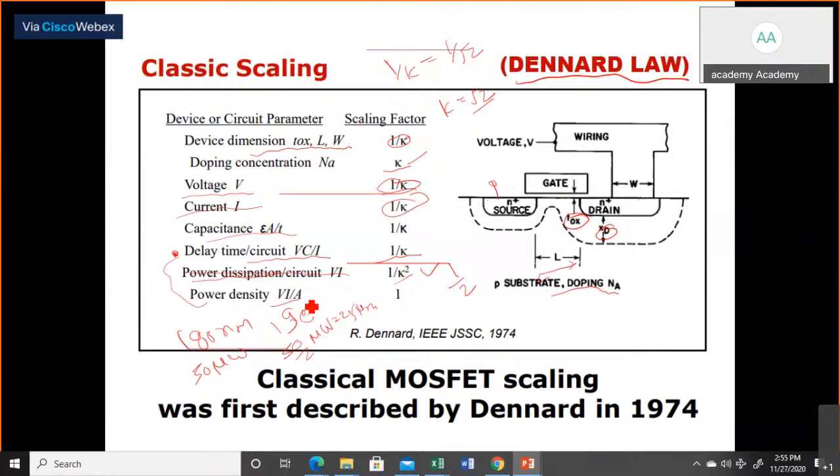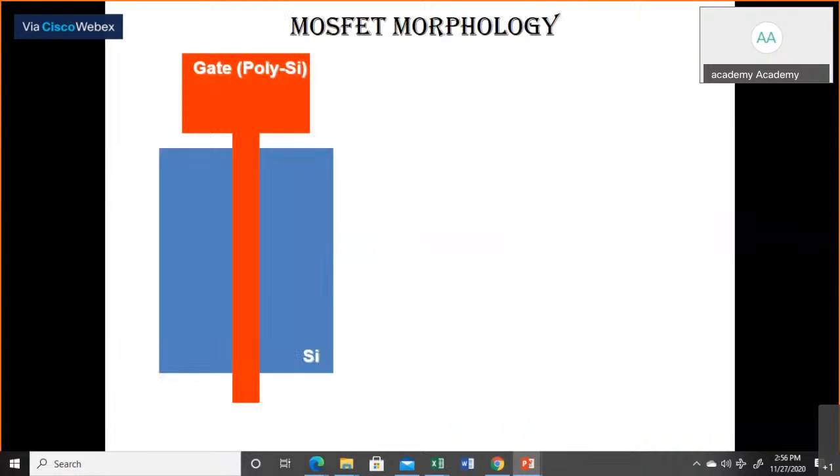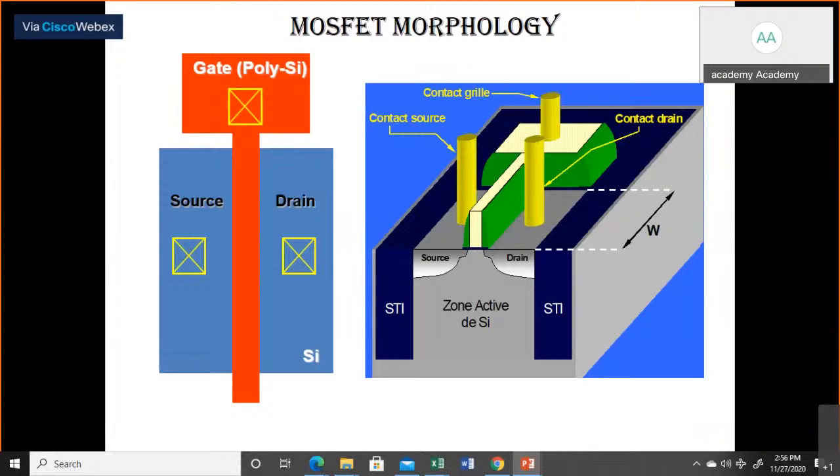Similarly, another parameter is called power density. Power density is written as power divided by area. If area is reduced by 1 by k square and the power is reduced by 1 by k square, they will cancel out, and the power density will remain the same. Classical scaling was described in 1974. It was a very long story, right? Because of that, we are getting continuous improvement in performance because of the scaling.